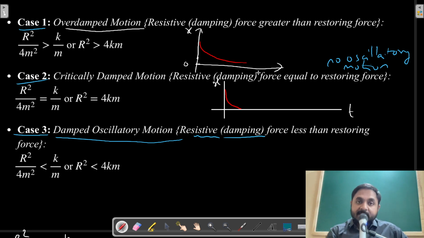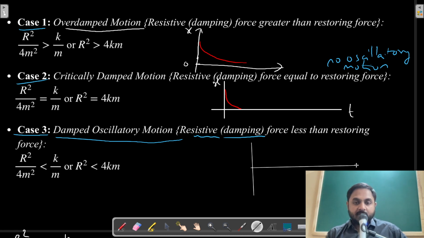And the third case, and another very important case, is when the resistive force is less than the restoring force. So it is the restoring force that is dominating, and you get some kind of oscillatory motion. Let me draw it once again here. The oscillatory motion in this case is going to be like this. It keeps falling, and finally it stops. So first you get some oscillatory motion, and then the oscillations die out.